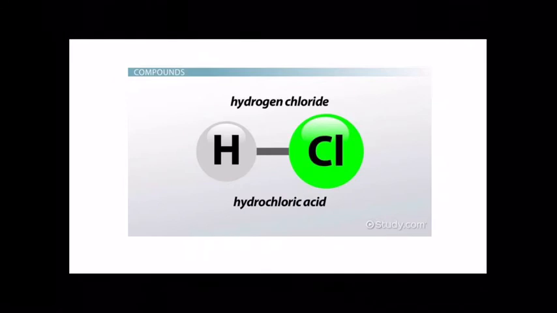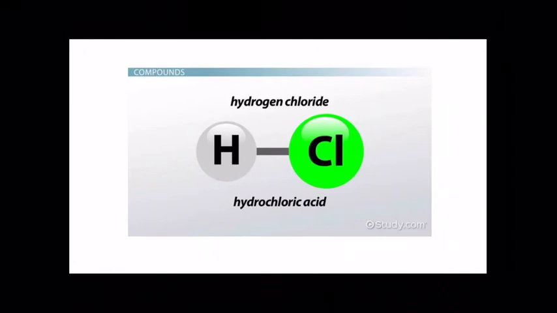So the hydrogen is the cation, it has a positive charge. The chloride is the anion, it has a negative charge, and they're held together to each other through an ionic bond. Hydrochloric acid is a very, very strong acid. This, of course, is the acid of our stomach acid, but it's a very strong acid, meaning that the hydrogen comes off of the chloride really easily.